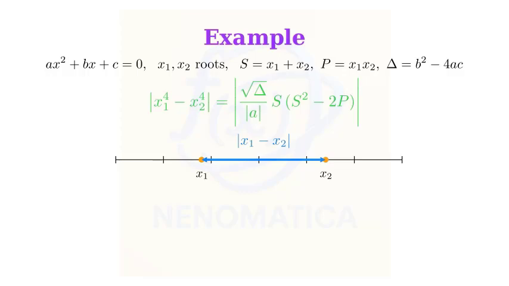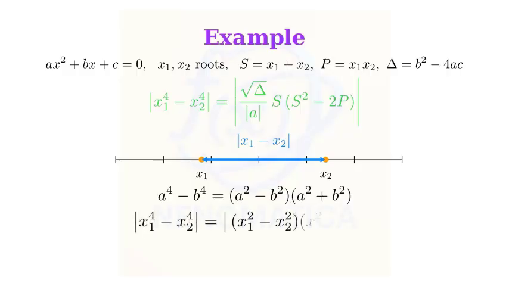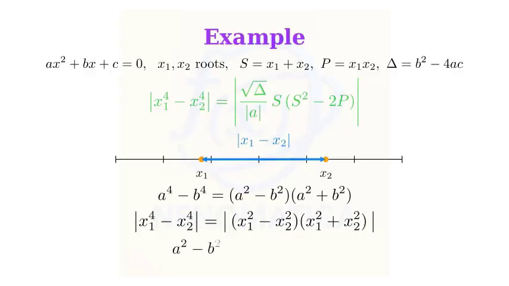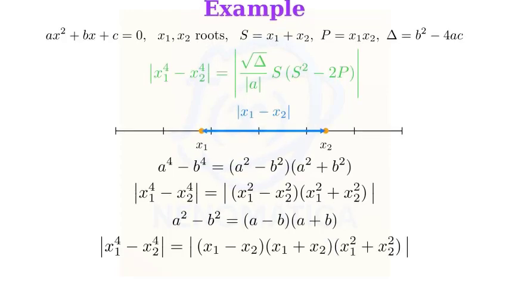Step 1. Use the factorization for the difference of fourth powers. A to the fourth minus b to the fourth equals a squared minus b squared times a squared plus b squared. Apply this to x sub 1 and x sub 2. Step 2. Factor the difference of squares. A squared minus b squared equals a minus b times a plus b. Then we get three factors: x sub 1 minus x sub 2, x sub 1 plus x sub 2, and x sub 1 squared plus x sub 2 squared.